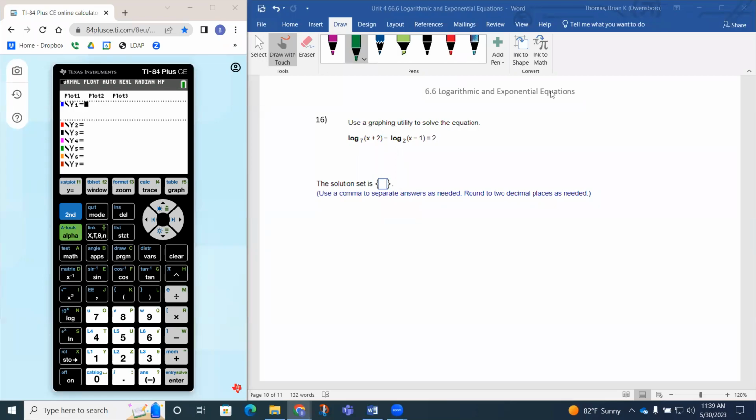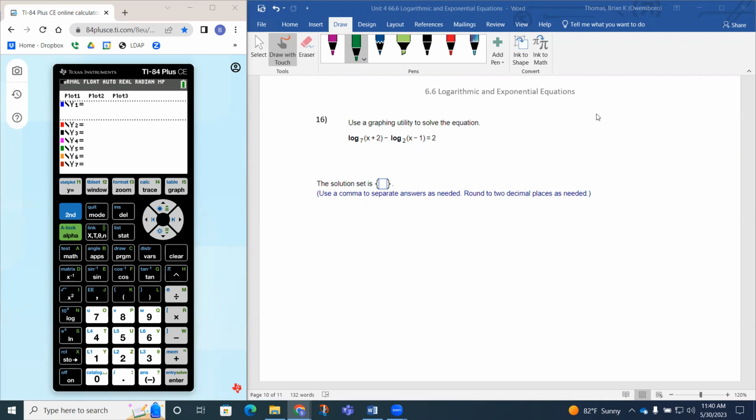So question 16 says use a graphing utility to solve the equation. So we have the log of x plus 2 base 7 minus the log of x minus 1 base 2 is equal to 2. Notice that we don't have the same bases here, which makes this a lot more challenging algebraically, because if the bases were the same, then we could do it fairly straightforward. But since those bases are different, they're just allowing us to use the graphing utility to do that.